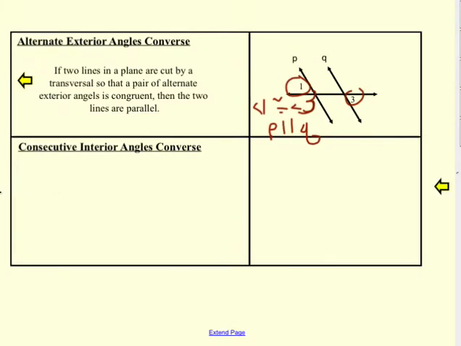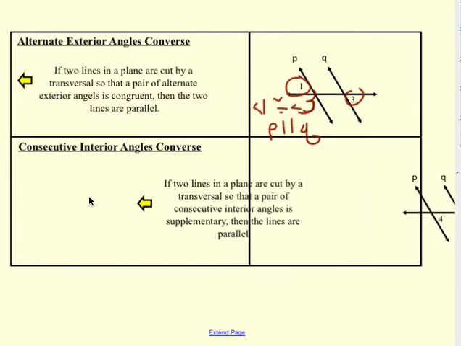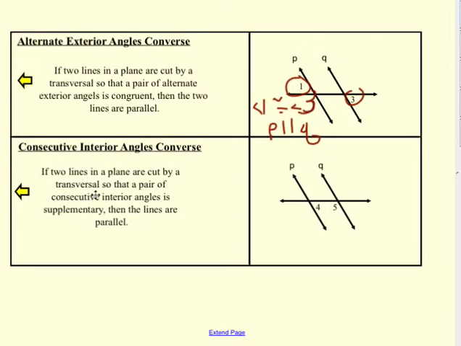Parallel. Let's take a look at this next one. We're going to take a look at the consecutive interior angles converse. If two lines in a plane are cut by a transversal, again, that's what we've been dealing with. All that's saying is this transversal is cutting through these two lines. That's all that statement is saying. So that a pair of consecutive interior angles is supplementary. Now remember that supplementary means it adds to 180. Then the lines are parallel.